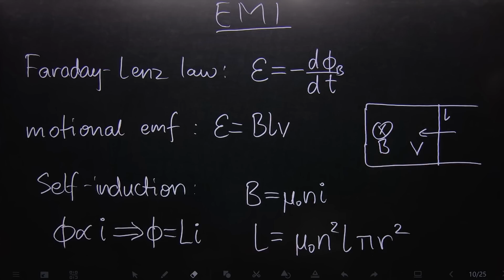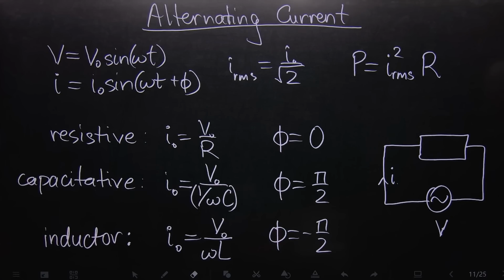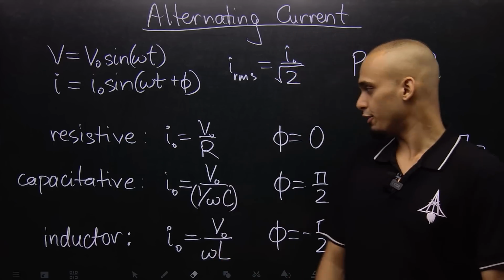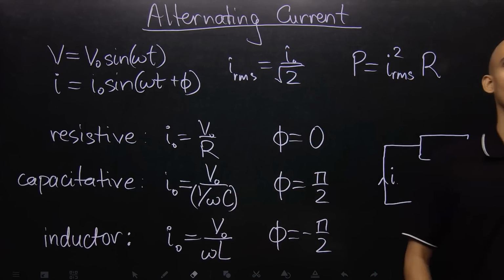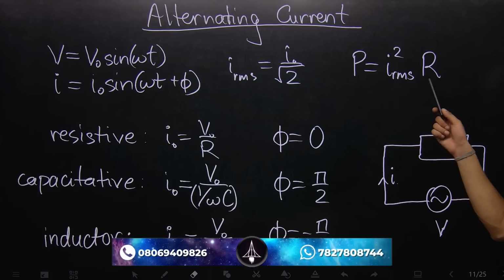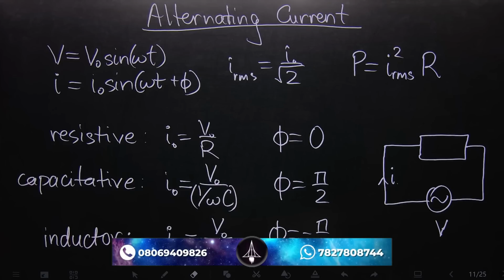Everything else is just application of it. In alternating current also, the problems can be simplified very, very much if you remember the forms of current for various circuits and the fact that for power dissipation, we need the root mean square value of current, which we define as the amplitude of current upon root 2.